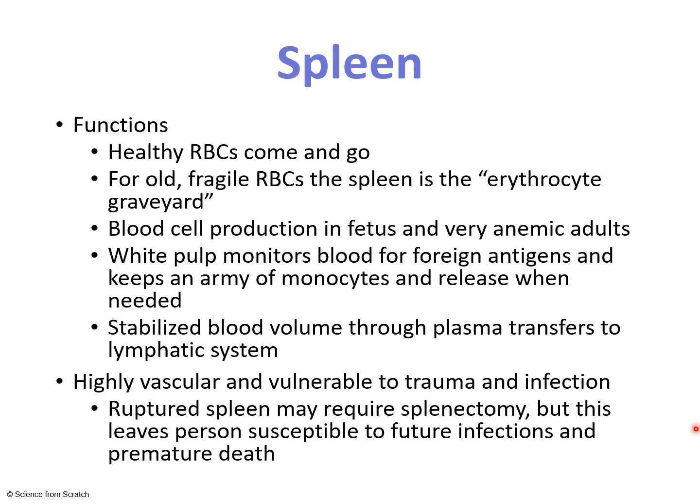Your spleen is kind of like a big bloody sponge. So when blood goes through the spleen, the healthy red blood cells can come and go, but once they start getting older and more fragile, then they're not going to leave the spleen. Then the spleen becomes the erythrocyte graveyard. And there are lots of macrophages in the spleen that will break down these old and fragile red blood cells.